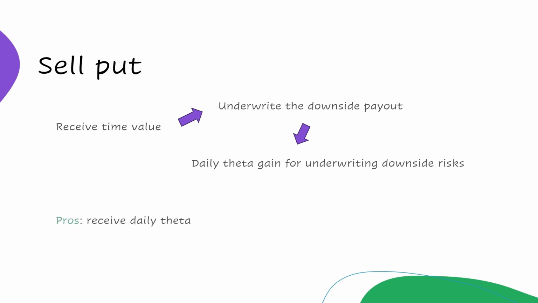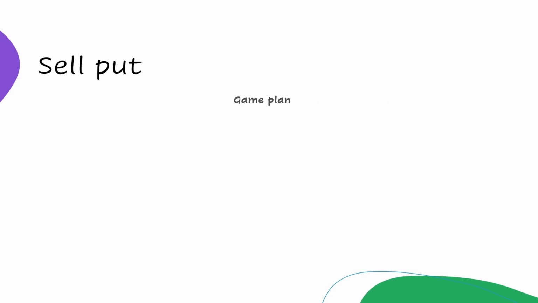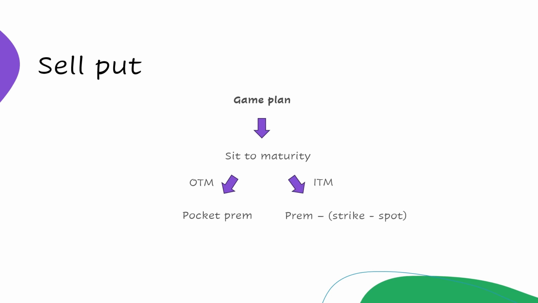The advantage is that put selling is a positive carry trade, as put sellers receive daily theta. The disadvantage is that the potential loss could be huge when the underlying crashes dramatically. The game plan of a put seller is to sit with the short put position until maturity. If the put expires out of the money, then the put seller will pocket the put premium. If the put expires in the money, then the put seller's profit and loss will be premium received minus the put option payoff, which is strike minus spot price at maturity.